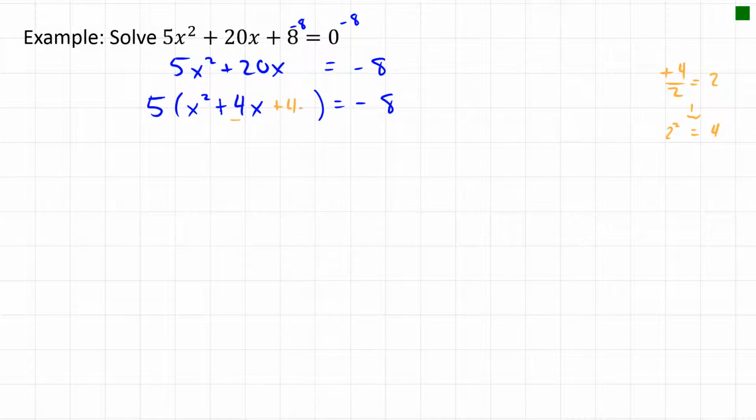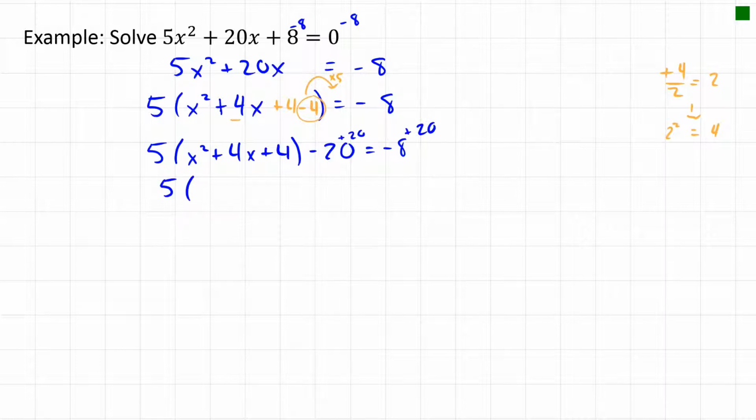So we have to add 4 and then take away 4. And when I take this 4 out of the brackets, I have to multiply it by 5. So that would be 5 times x squared plus 4x plus 4. And then I take that negative 4 out of the brackets, multiplying it by positive 5, and get negative 20 equals negative 8. And I'm going to ask for that to be on the right-hand side. So now I have 5 times, and completing the square leaves me with a square binomial here, x plus 2 squared, is equal to 20 minus 8 is 12.